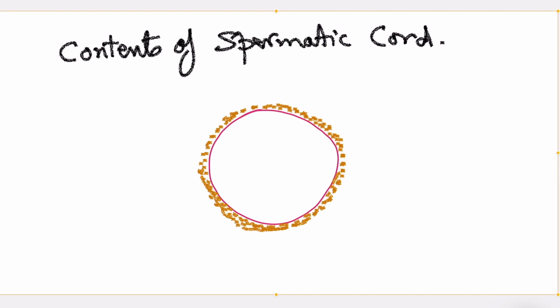Now when it reaches the superficial inguinal ring, there was this ring being formed by the aponeurosis of external oblique. So this aponeurosis of external oblique will invest this continuation of the spermatic cord from outside, and that will form this layer from outside, and that is called the external spermatic fascia.